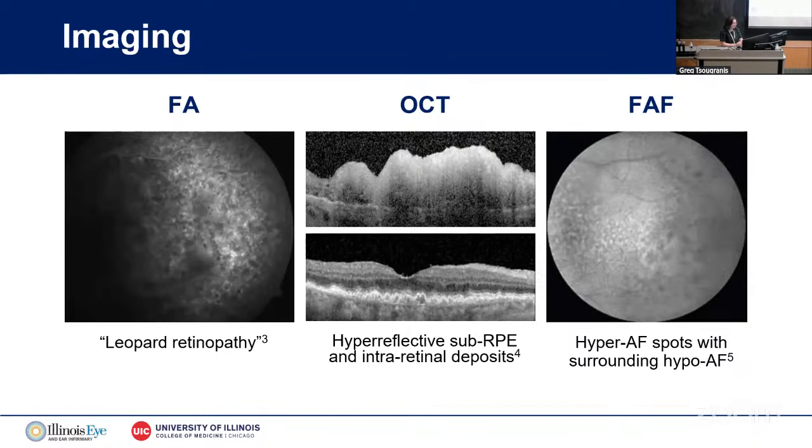Imaging findings: fluorescein angiography can show these areas of hyper and hypofluorescence, and it's nicknamed a leopard retinopathy. OCT macula demonstrates these intraretinal, subretinal, or sub-RPE deposits. And fundus autofluorescence also has this mixed hypo and hyper autofluorescent appearance.